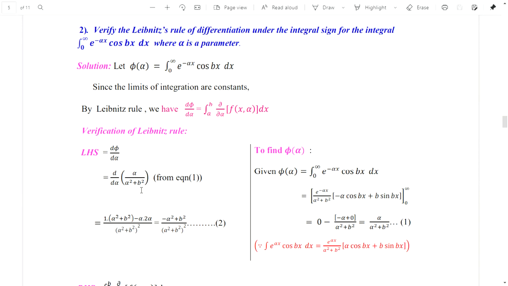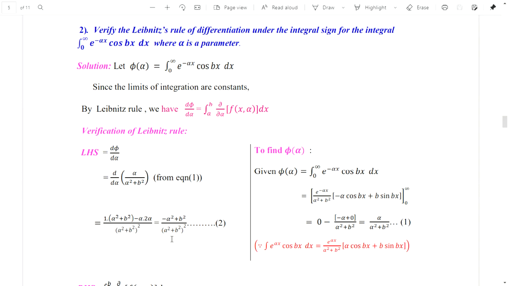So we have to apply the u by v formula, that is denominator into differentiation of numerator. The differentiation of numerator alpha is 1, into the denominator alpha squared plus b squared, minus numerator, that is alpha, into differentiation of denominator, that is differentiation of alpha squared plus b squared with respect to alpha, which is 2 alpha. So alpha into 2 alpha, by denominator whole square. So alpha squared plus b squared whole square, which on simplification gives minus alpha squared plus b squared divided by alpha squared plus b squared whole square. This is the LHS value.